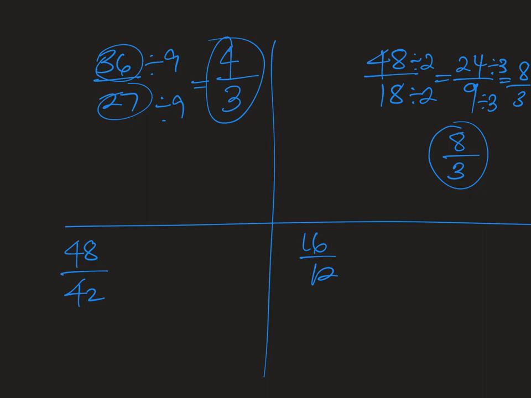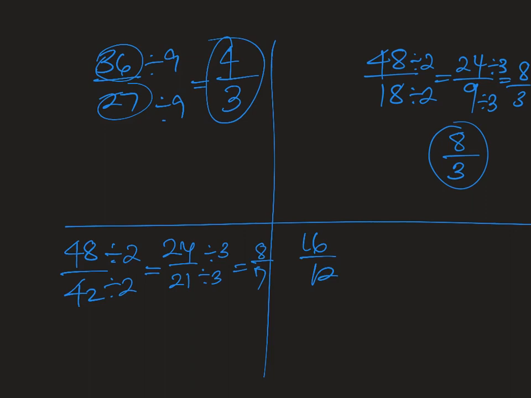48 over 42, we can use a similar approach. We divide both numerator and denominator by 2. And so you have 24 over 21. And then you look at it and say, what else can I do? I divide this by 3 and this by 3. And so I have 8 over 7. So that's another approach to use.